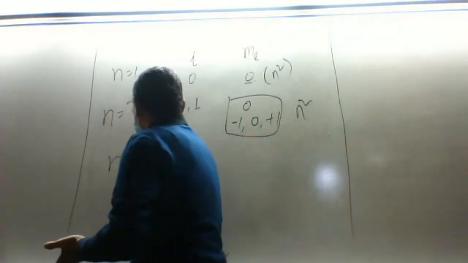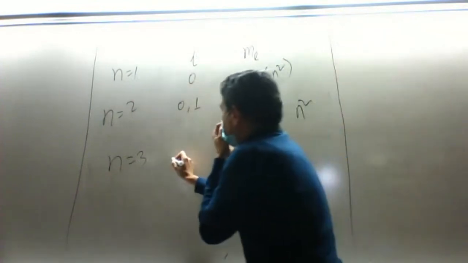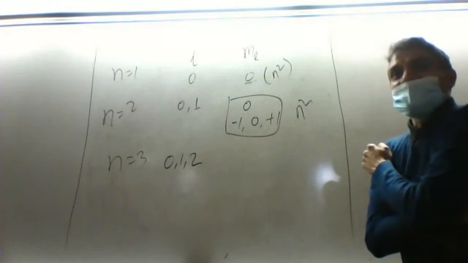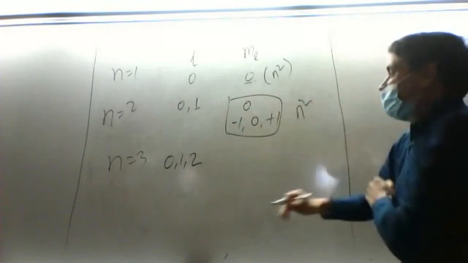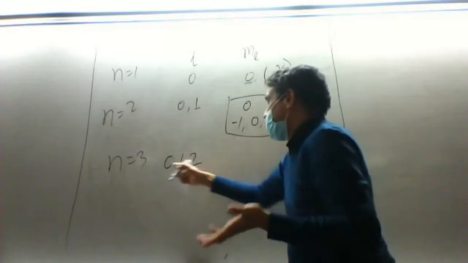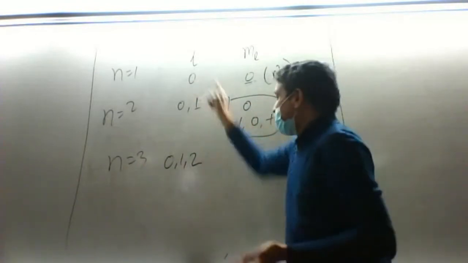So if you have n equals 3, now what is the possible value of l? 0, 1 and 2. You have to start from 0 and go up to n minus 1. This is 3, and 3 minus 1 is 2. So 0, 1, 2 are the possible values.